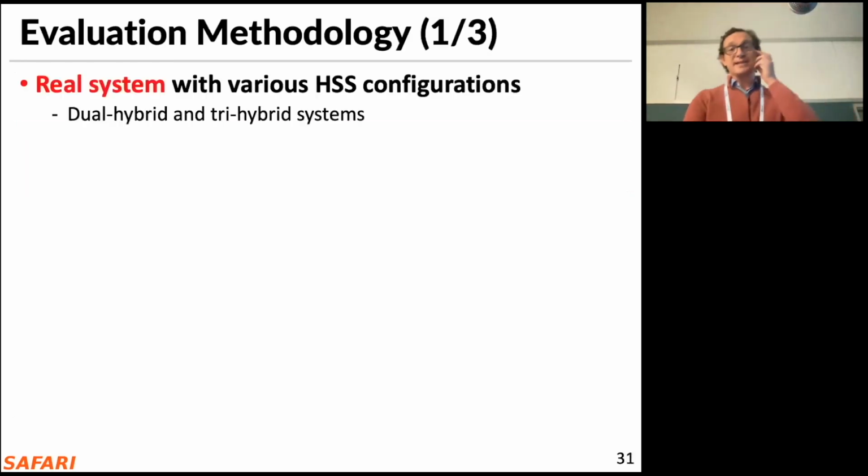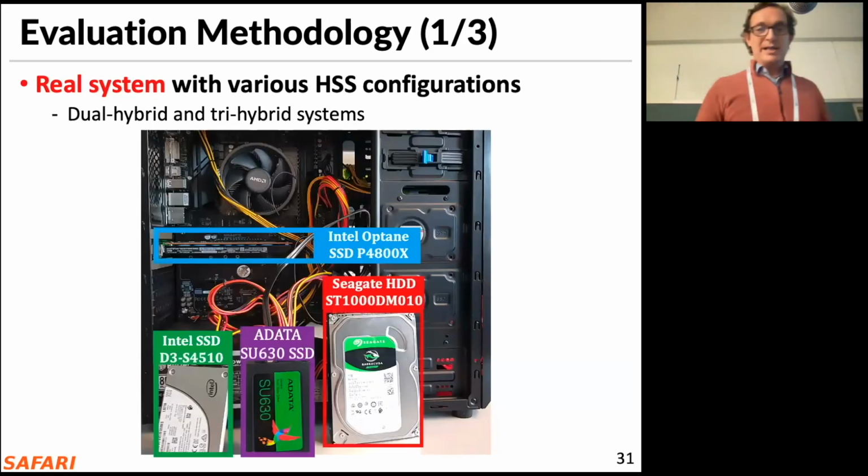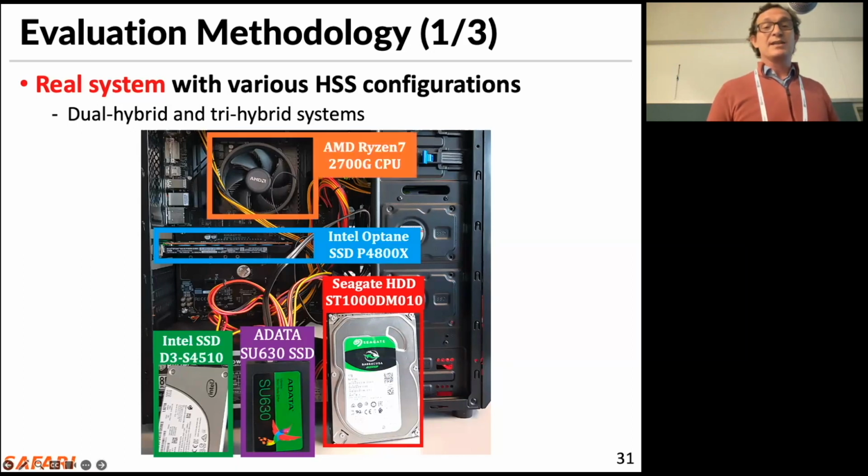So we have a real system with various hybrid storage system configurations, dual hybrid and tri-hybrid. This is our system, and you can see that the fastest device is the Intel Optane SSD, but we also have progressively slower devices over here, as you can see. And then we have a CPU.